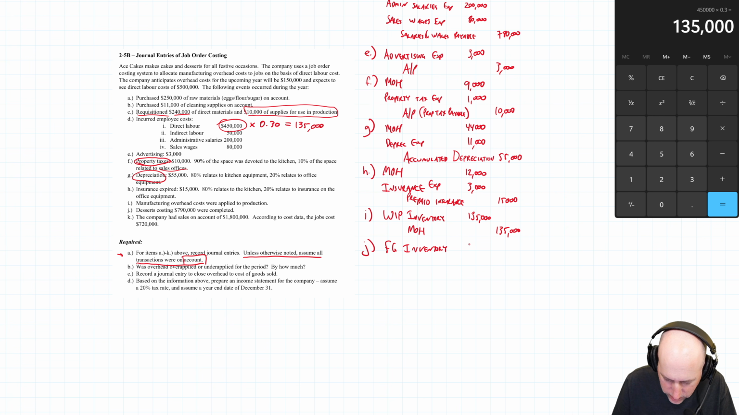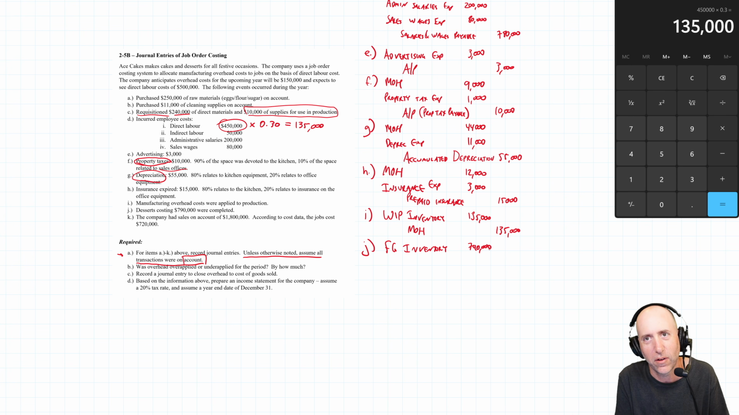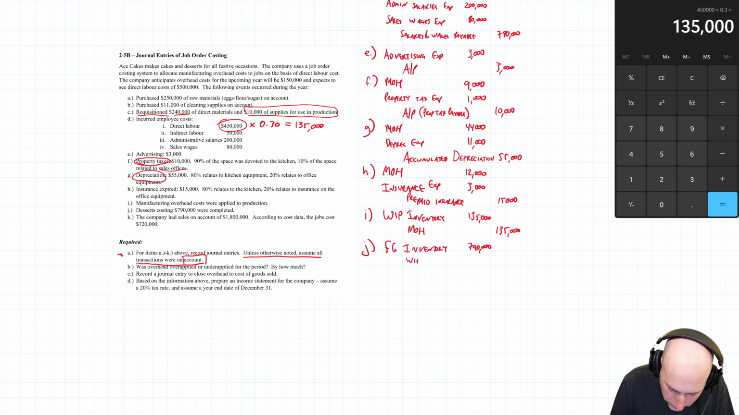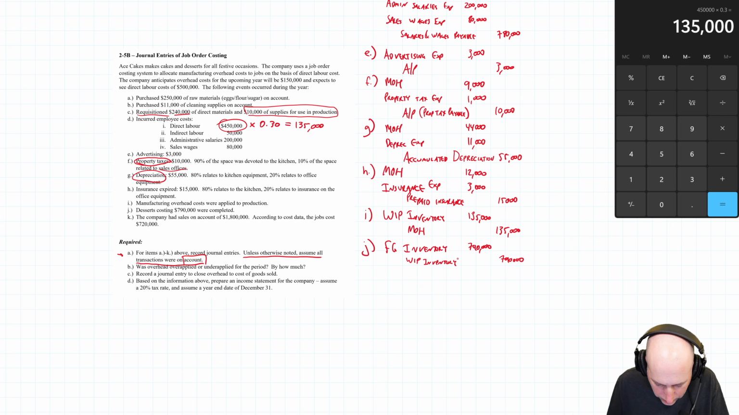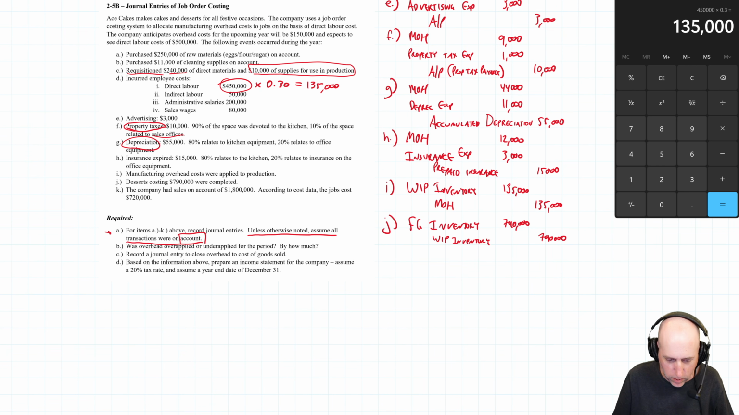The total value is $790,000. Again, we did not make a single $790,000 cake or have a single $790,000 wedding. We had hundreds of weddings, each of which we charged a few $1,000s. These are obviously fancy cakes, I suppose. $790,000 of finished goods inventory. Credit WIP inventory, $790,000. Okay. That's the finished goods inventory entry.